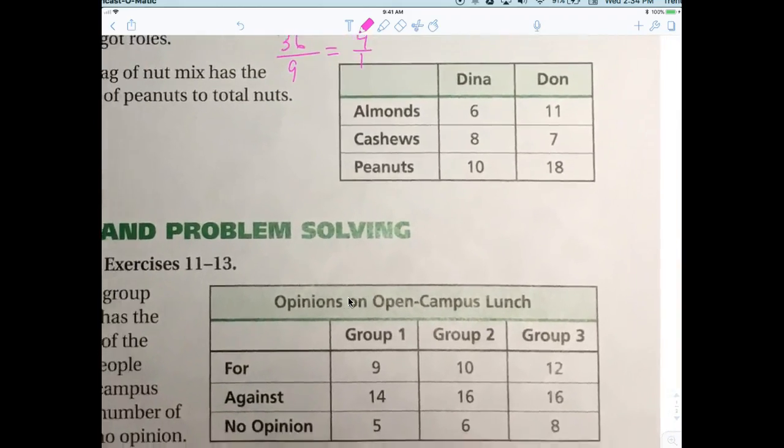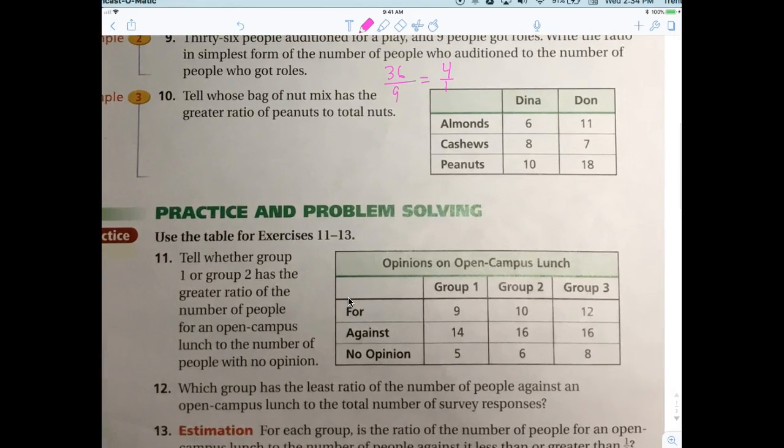It says, tell whose bag of nut mix has the greater ratio of peanuts to total. So, how many peanuts does Dinah have? 10. 10 out of how many? 24. 10 out of 24. And then I can reduce that to what? 5 over 12. Is everybody happy with that?